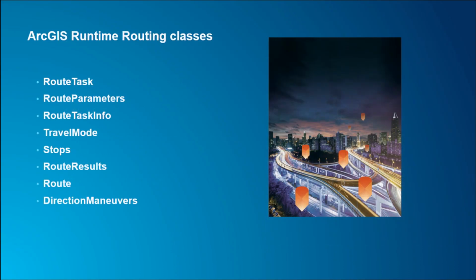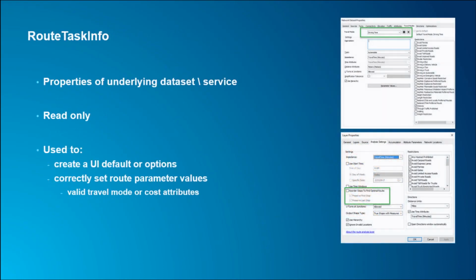Within the ArcGIS runtime, we have a number of routing classes. We've already talked about the route task and route parameters a bit, but we also have a number of other properties like route Taskinfo and stops and direction maneuvers. So we're going to look at those a little bit more in detail.